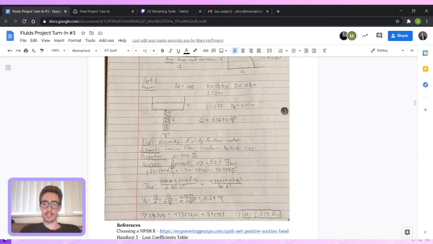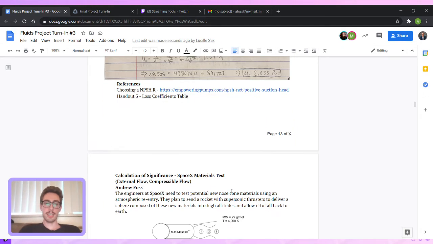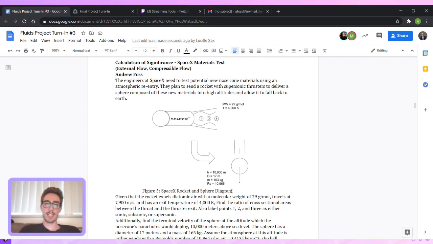Basically, from a Bernoulli analysis, we can find that the change in potential energy is equal to the frictional loss factor of the bed. Using the Ergun equation, we can put this frictional loss factor into terms we know from the givens in this problem. Then we can determine the superficial velocity and then the viscosity pretty easily. And then my next problem is a SpaceX materials test.